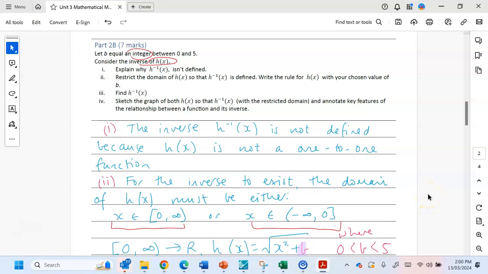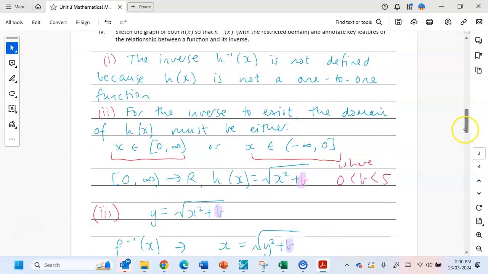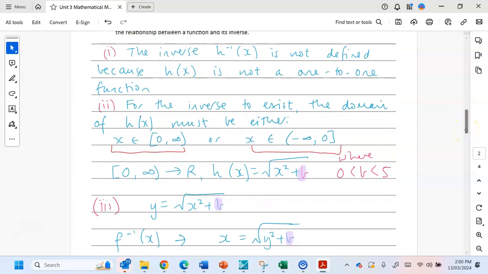All right, and writing the rule. So you restrict your domain, so it can either be 0 to infinity or negative infinity to 0, so either is fine, and then putting in your value of b. So I did say it had to be between 0 and 5. So not 0 because then, yeah, and I don't know why I restricted it to 5. Maybe, I can't remember. Anyway, so just choosing a value of b.